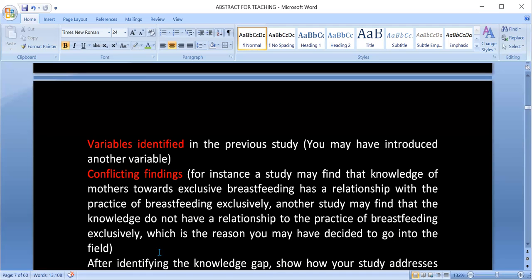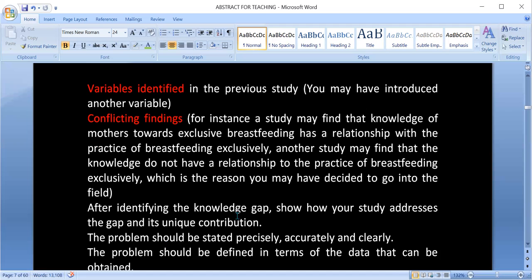This person came out and said there's a relationship between knowledge and breastfeeding exclusively among mothers. And that person came out and said there's no relationship between knowledge and breastfeeding exclusively. That is a gap. Now, after you have identified the knowledge gap, you should show how your study addresses the gap and how your own contribution will be unique.